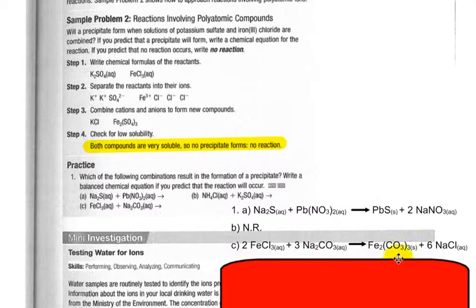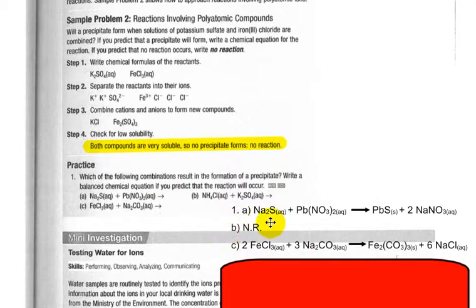And of course, to balance that out, 3 carbonates, I've got to put a 3 in front of here to make 3 carbonates. That's going to give me 6 sodiums. So I need a 6 over here. That gives me 6 chlorides. So I need to put a 2 here. 2 times 3 is 6. 2 irons, 2 irons. Okay?